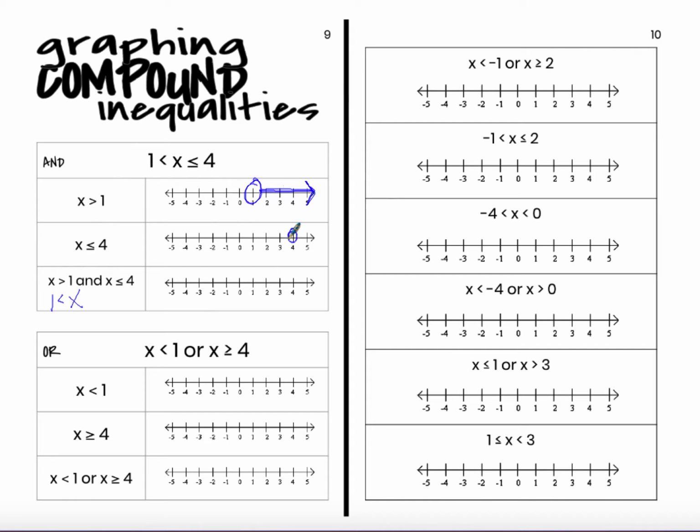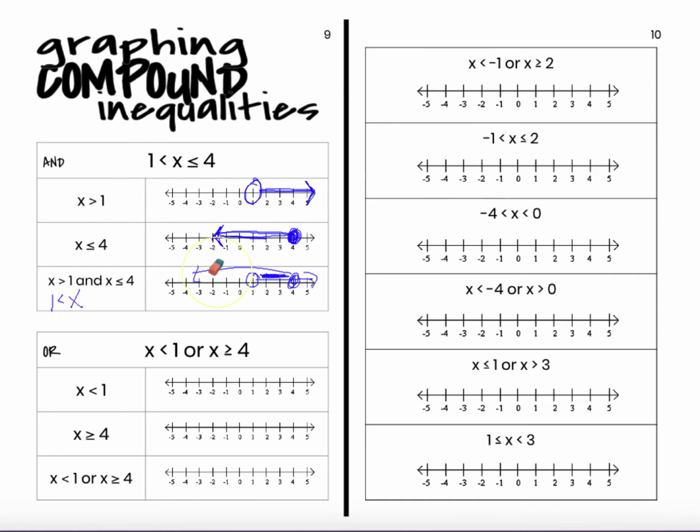X is less than or equal to 4 can include the number 4, as well as any value x less than 4. So x is greater than 1 goes infinitely to the right, x is less than or equal to 4 goes infinitely to the left. My graph of x is greater than 1 and less than or equal to 4 is just the overlapping region. The overlapping region is going to be the area that is covered by both graphs, so right here.